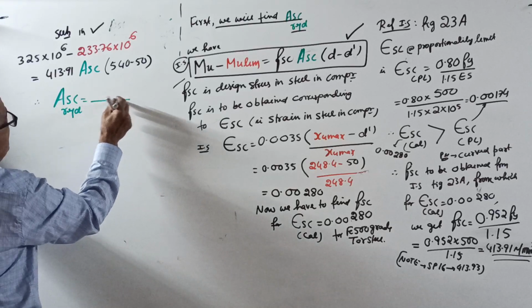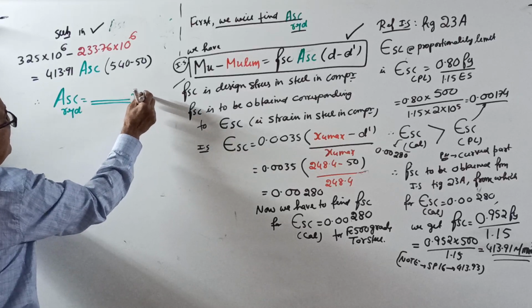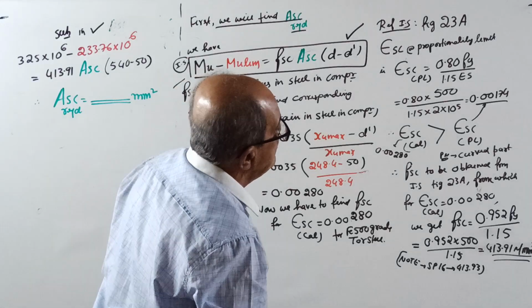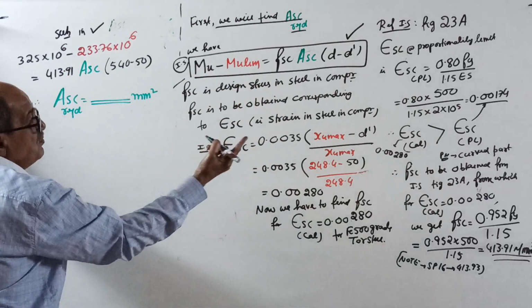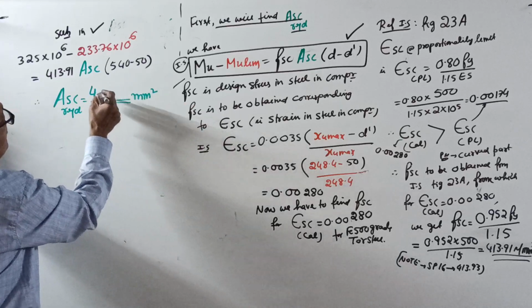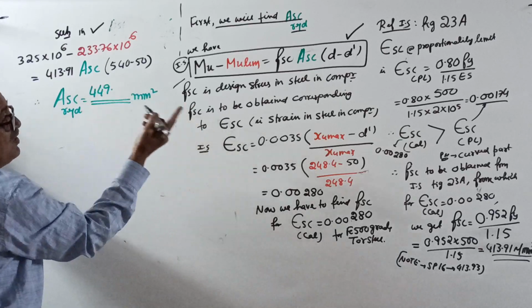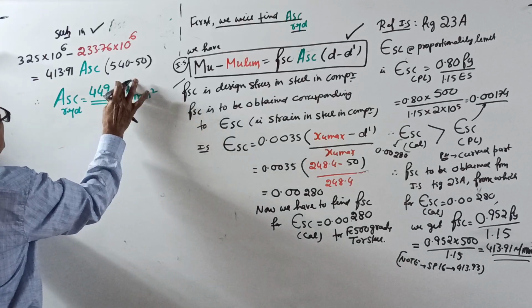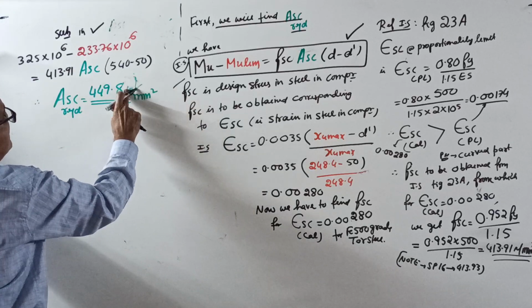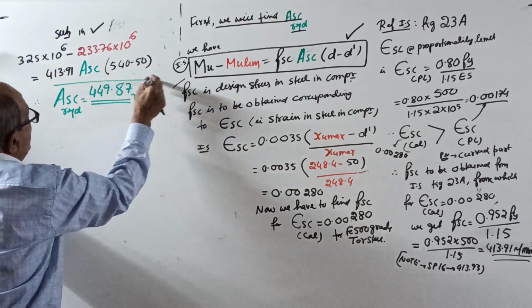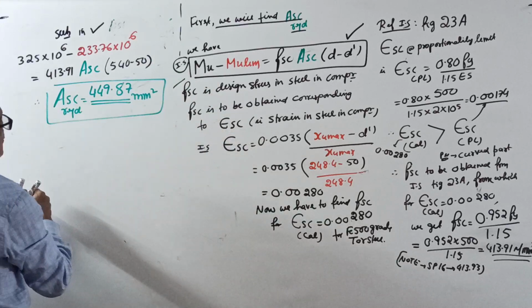ASC required will come in mm square. Because of the time factor, I already calculated it, 449.87, in the corner of the board. Before I started writing here, I noted down 449. See, I forgot. 449.87 mm square. So 449.87 mm square is ASC required. Okay.